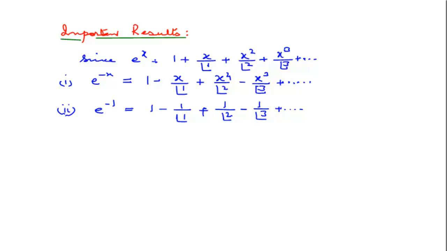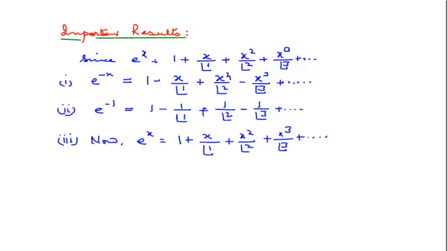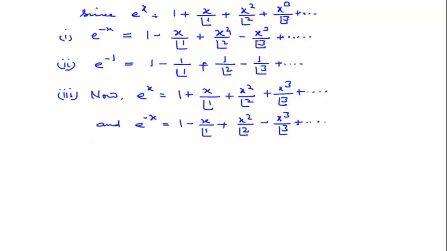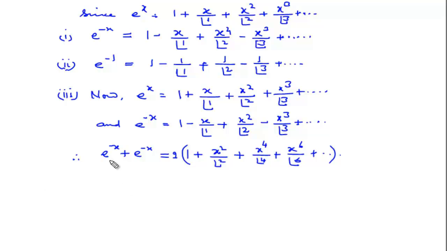Next, e to the power x we know is 1 plus x upon factorial 1 plus x square upon factorial 2 plus x cube upon factorial 3, and e raised to the power minus x we have seen is 1 minus x upon factorial 1 plus x square upon factorial 2 minus x cube upon factorial 3. If I add both the equations, I obtain e raised to the power x plus e raised to the power minus x is equal to 2 times 1 plus x square upon factorial 2 plus x to the power 4 upon factorial 4 plus x raised to the power 6 upon factorial 6, and so on.